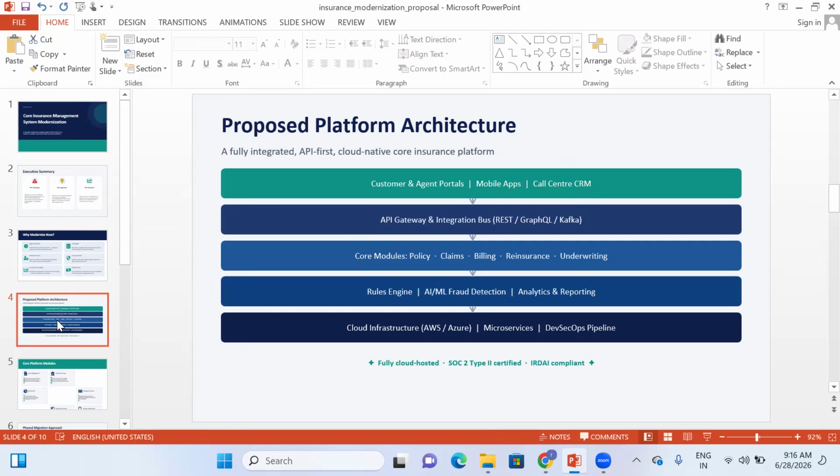The technology stack can vary. Next, core modules: policy, billing, claims, reinsurance, and underwriting as well.